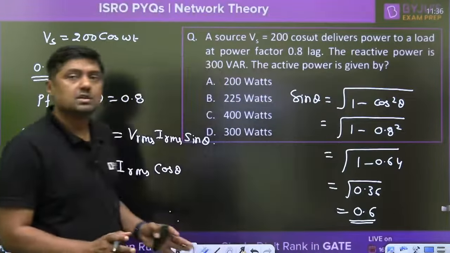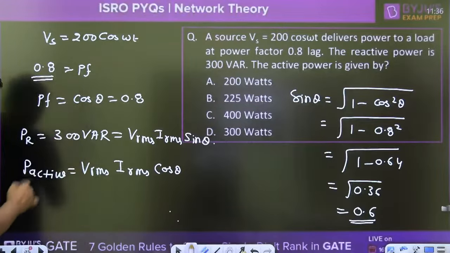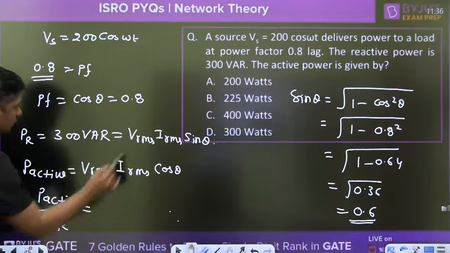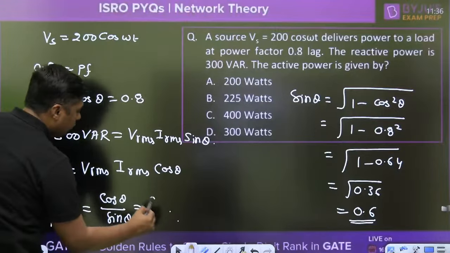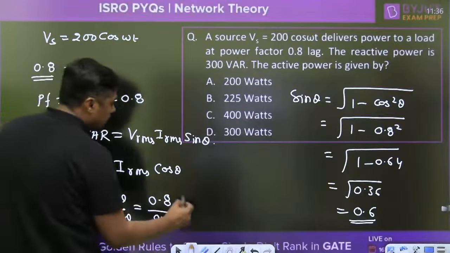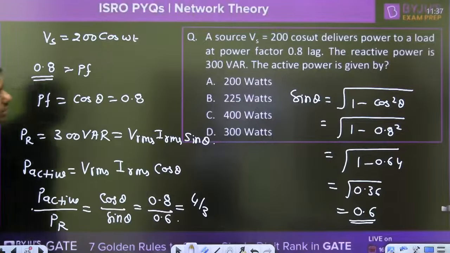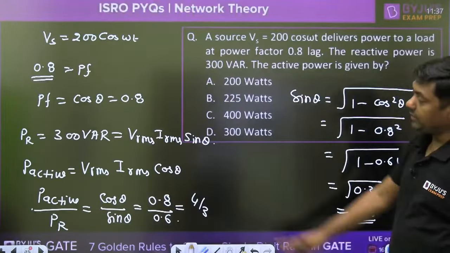These are the standard values, guys. I am giving you the value for new students. Otherwise, students are familiar with this. If the cos theta is 0.8, then sin theta will become 0.6. Okay. And then you have the value of sin theta and the value of cos theta. So what is the P active upon P reactive? Directly you can write P active divided by P reactive. Vrms Irms cancel out, cos theta upon sin theta. What is the value? 0.8 divided by 0.6, that is nothing but 8 by 6, 4 by 3. So P active is 4 by 3 times P reactive. It will become 400 watt, because 300 volt ampere reactive is given, and 4 by 3 times of that is 400 watt.